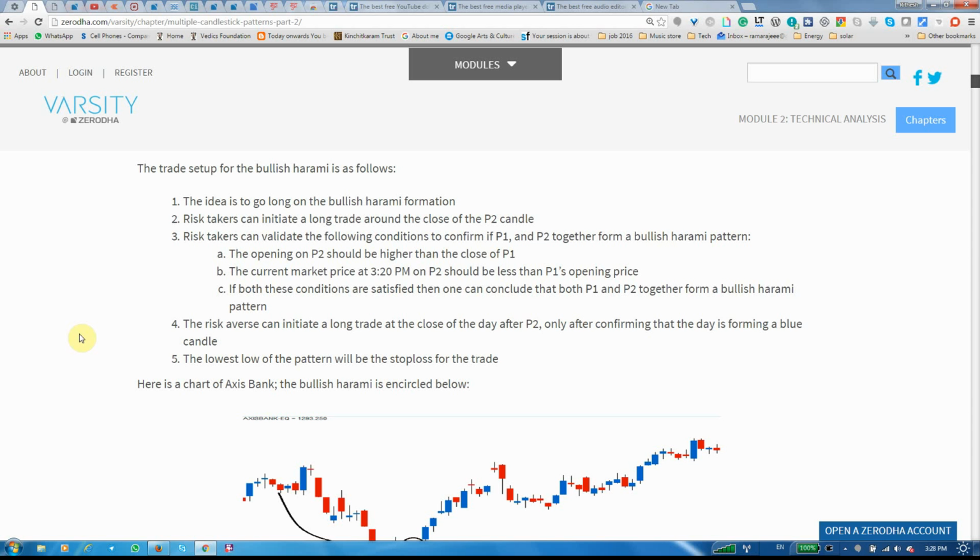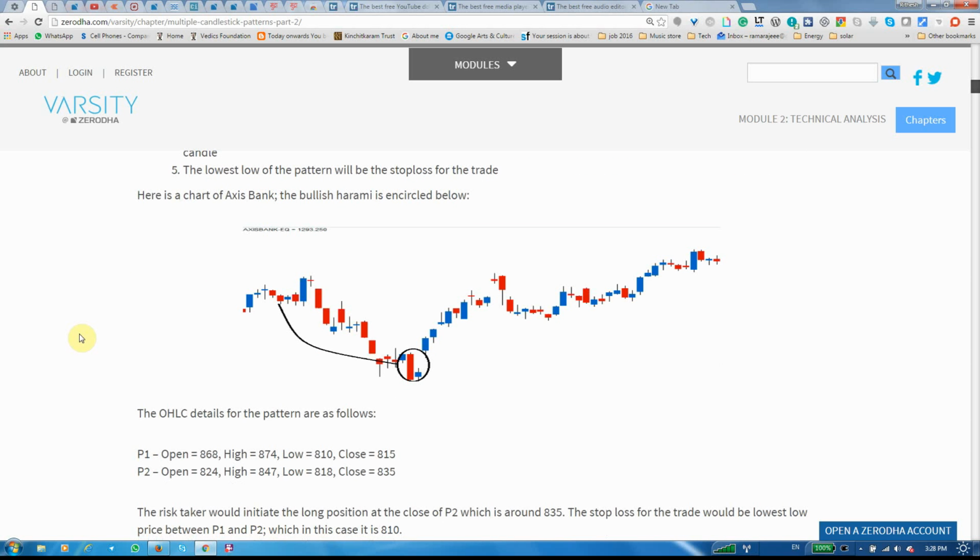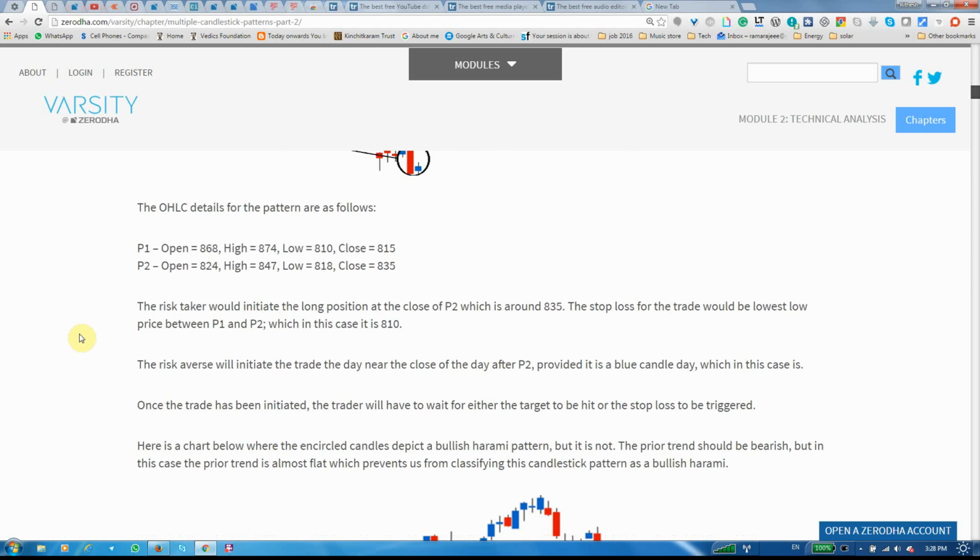The risk-averse can initiate a long trade at the close of the day after P2, only after confirming that the day is forming a blue candle. The lowest low of the pattern will be the stop loss for the trade. Here is a chart of Axis Bank. The bullish harami is encircled below. The OHLC details for the pattern are as follows.